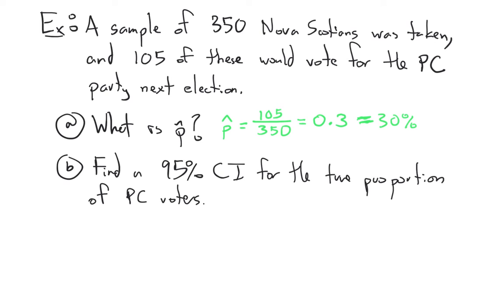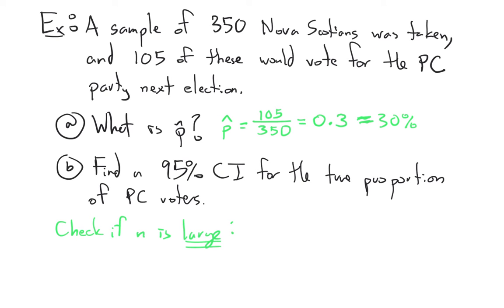But remember, that's not all Nova Scotians. So we need a confidence interval to account for some variability there. So we're asked to construct a 95% confidence interval for the true proportion of Progressive Conservative voters in Nova Scotia. And before we do that, we should check that we're allowed to use a normal distribution to approximate our sampling distribution. So let's check if n is large. We should always do this before we do anything with these proportional distributions.